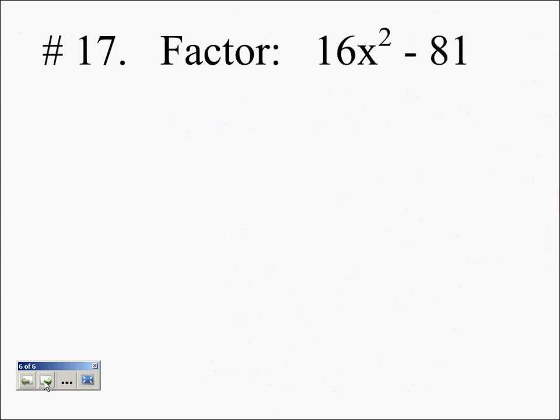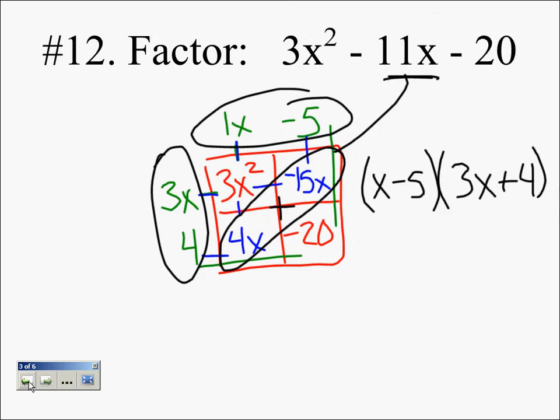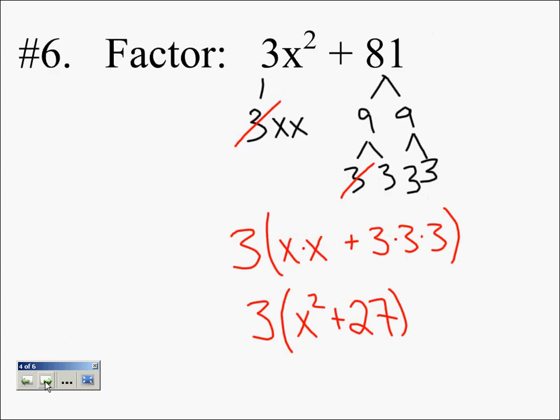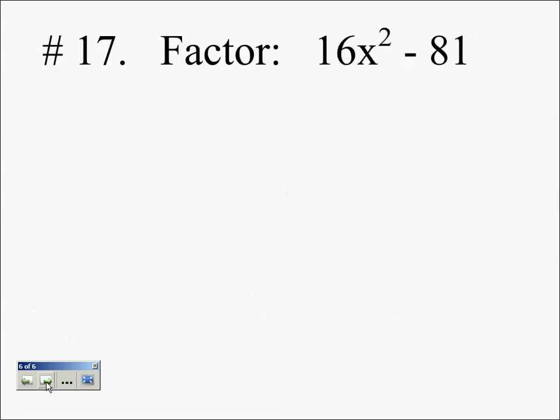The last example we're going to do today is number 17. So for number 17, I look at it and I see that it's a binomial, so I'm going back to my chart. Binomial means I need to decide, is it the difference of 2 squares? Do I have a minus sign? Yes. Is my exponent even? Yes. That squared of that 2 is even. Do I have perfect squares? Yes. 16 is a perfect square, that's 4 times 4, and 81 is a perfect square because that's 9 times 9. So I'm going to use the special case method.